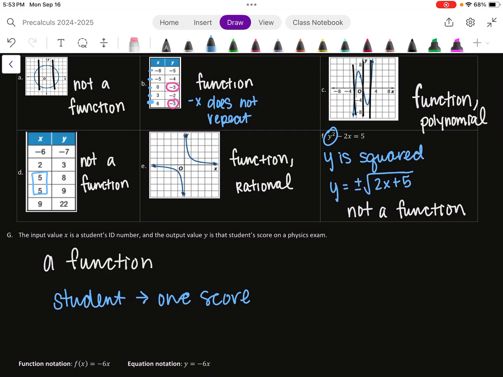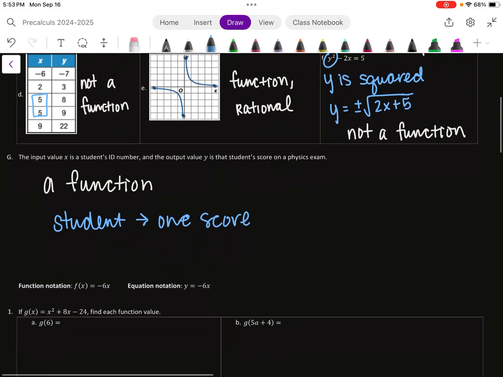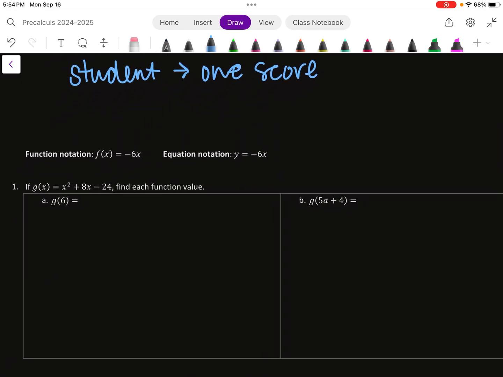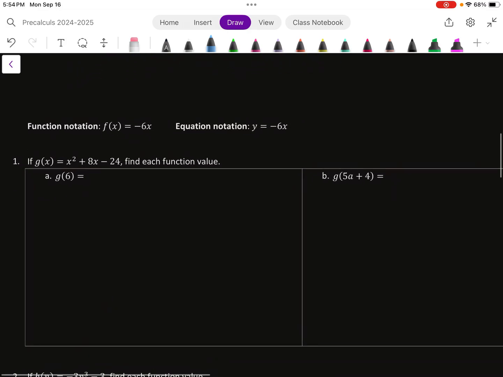All right, so furthermore into some notations, we have function notation here: f of x is equal to negative 6x. And equation notation is just y is equal to negative 6x. I know you might have to write some of these things in, so you write them in, and you can always pause this if I'm going too fast, or if you want to do it yourself, and then check.